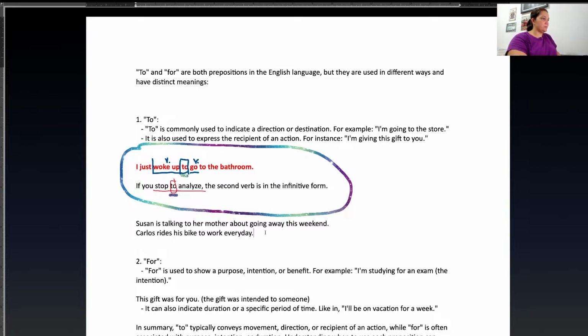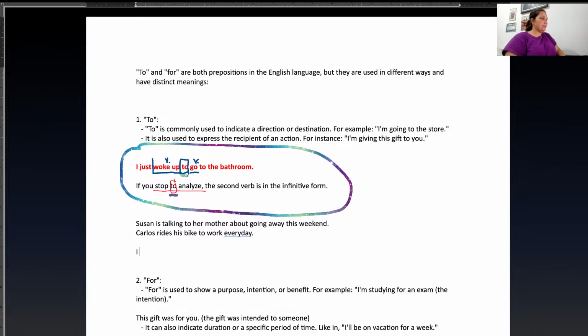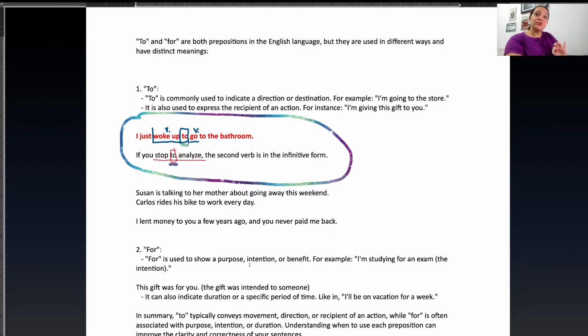Let me put this other example here. So, I lent money to you a few years ago and you never paid me back. So caloteiro. I'm just joking. So I lent money to you. So, né, eu te emprestei dinheiro. Você é o receptor desse dinheiro que eu emprestei. Então, to you. Ok?